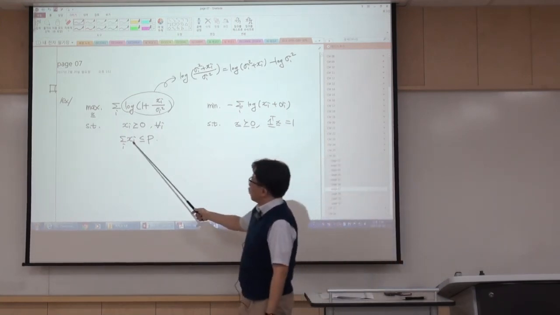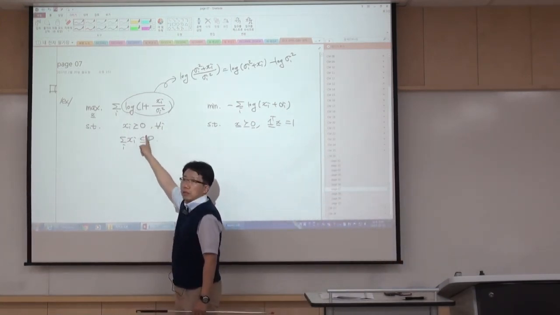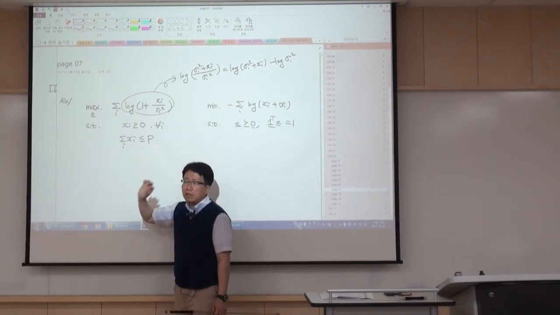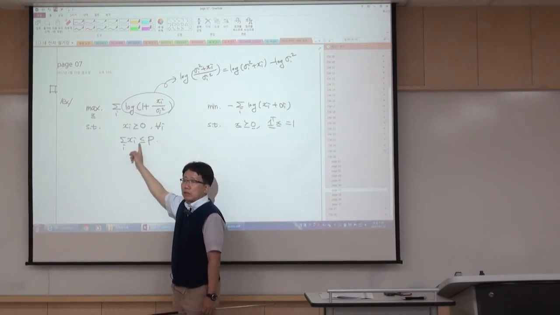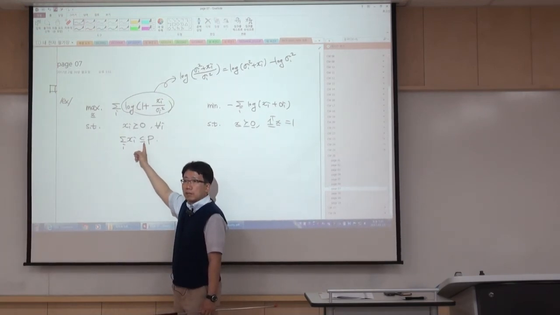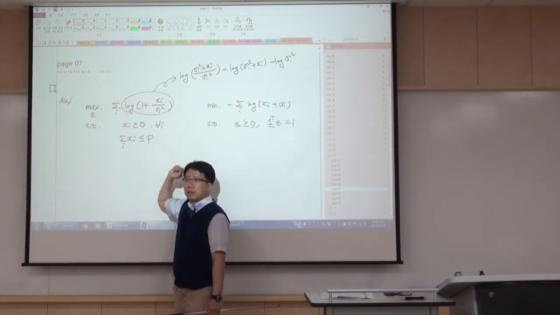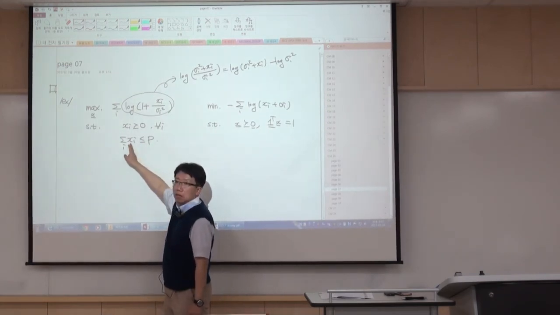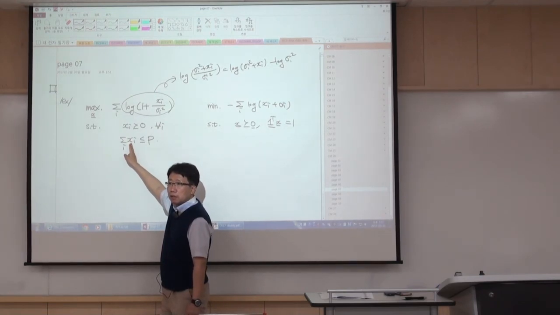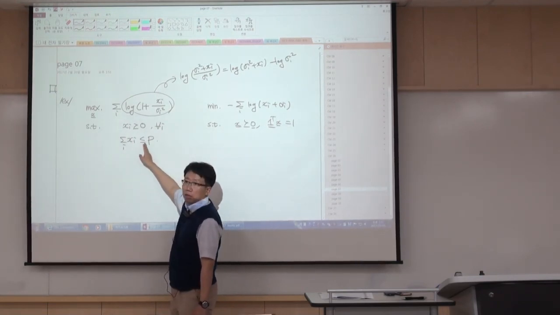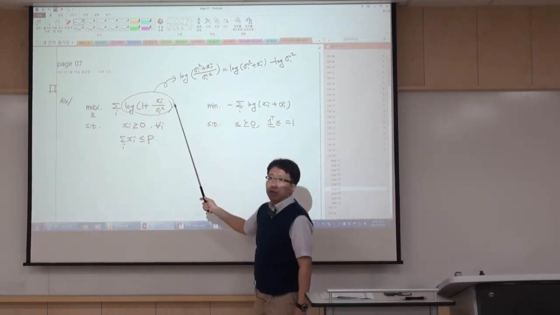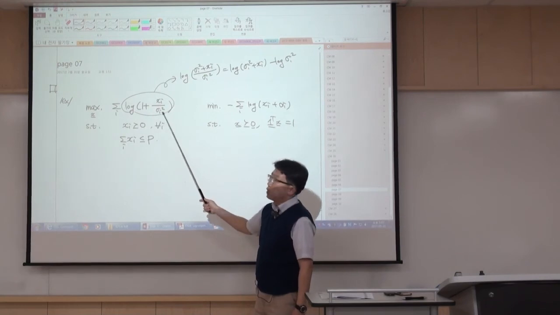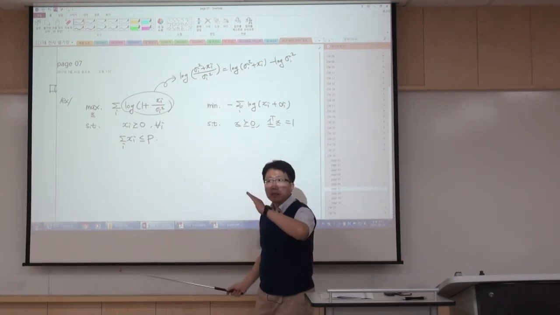First, suppose the optimal solution satisfies this constraint with strict inequality. What does that mean? You can increase some xi, right? So that you can meet the equality. Am I right? But what happens? If you increase xi, log(1 plus xi over sigma i squared) always increases.